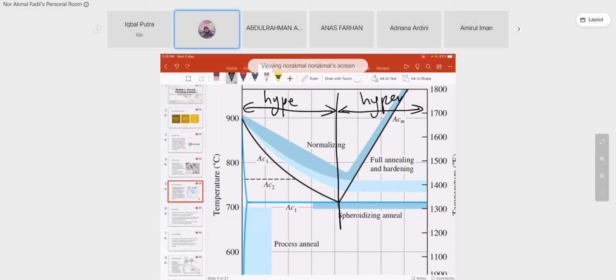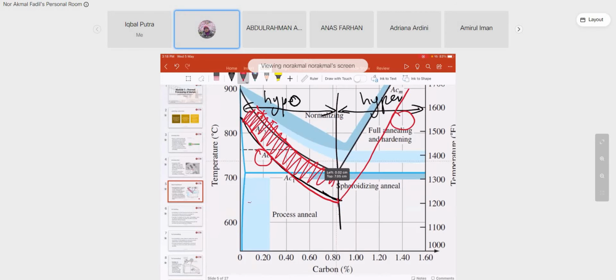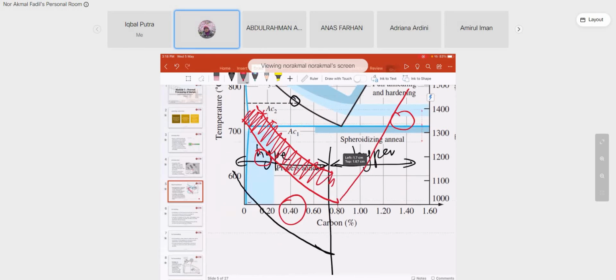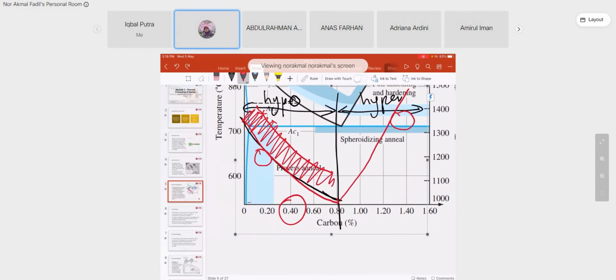So now you know the types of steel. One is hypo, one is hyper. For hypo, this is the AC3 line. For hyper, this is the ACM line. AC3 belongs to the hypo. So you need to select an extra 50 degrees above this line. Meaning around this point, this is the point. What is the composition of your alloy? You need to identify. Let's say it is 0.4.